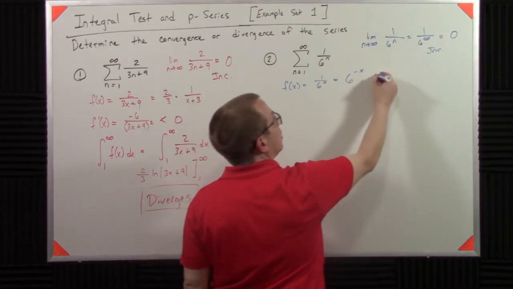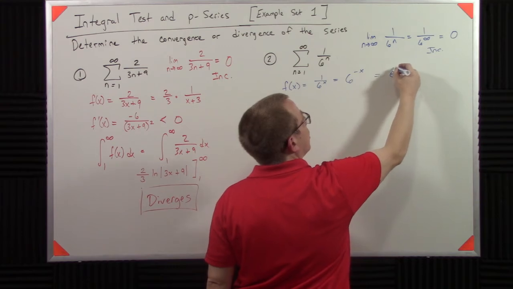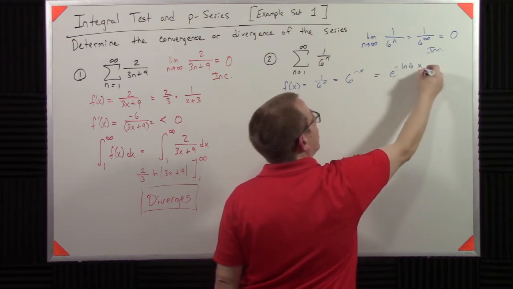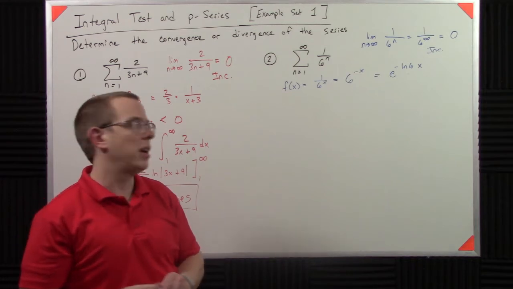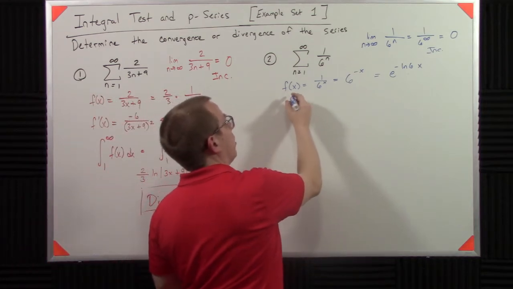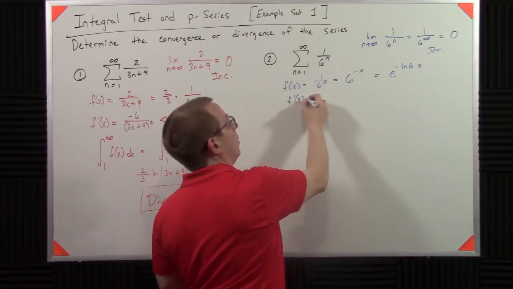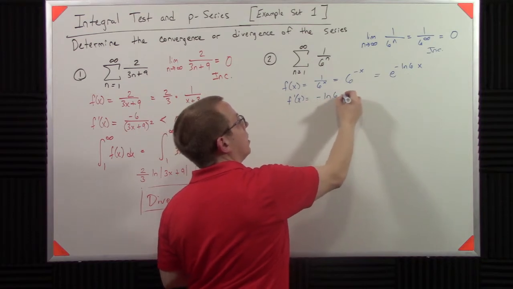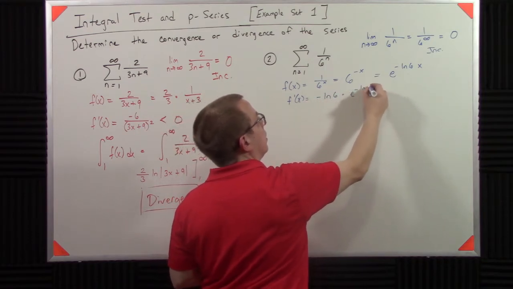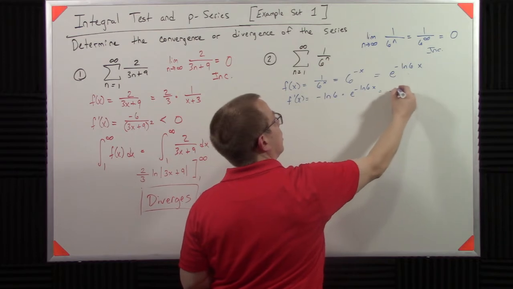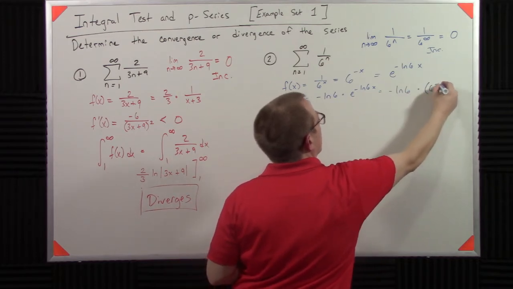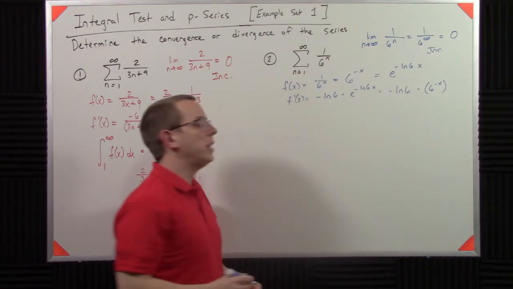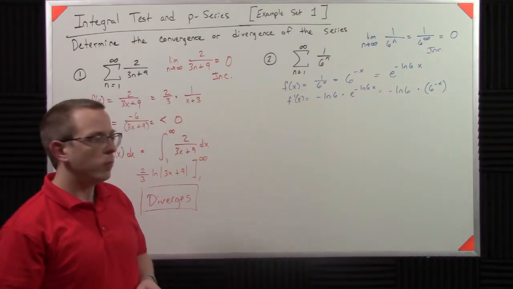So that's actually e to the negative natural log 6 x, which is kind of nasty. So when you take the derivative, negative natural log 6, you get that.